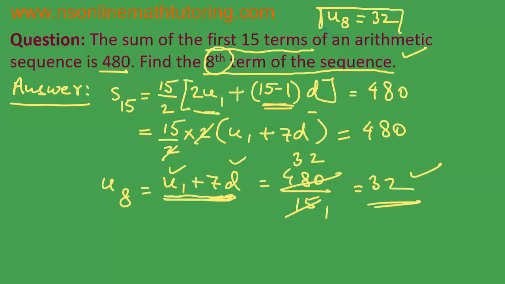If you have this type of question, as soon as you read it you will know that there is sufficient information to form a single equation, and obviously it will contain two variables. Do not get confused or nervous about how we can get the numerical values of two variables from a single equation. They will not ask you for something which cannot be answered. So you just continue and you will get the answer. The 8th term is equal to 32.